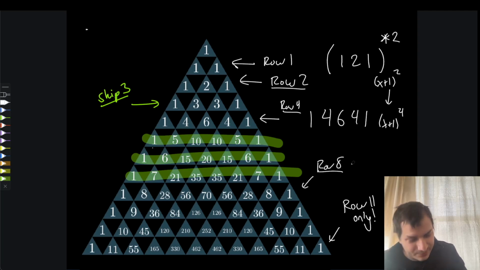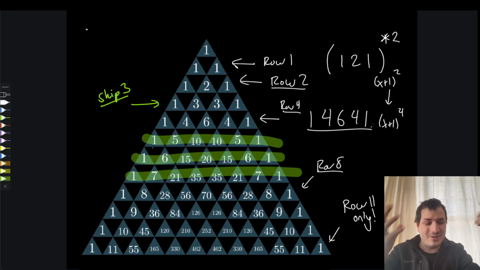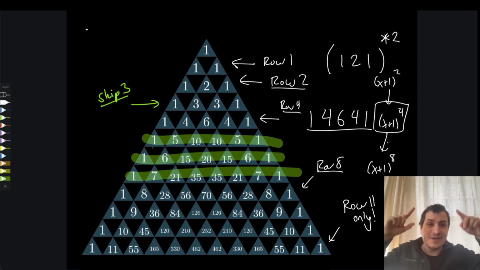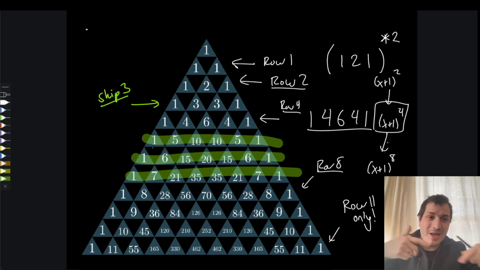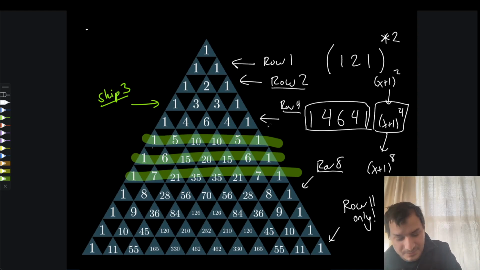Row 8. And row 8 you can get by taking 1, 4, 6, 4, 1 and convolving it with itself to get the 8th row. And this is like getting x plus 1 to the power 8 by starting with x plus 1 to the power 4 and multiplying it by itself. So multiplying this polynomial is the same as convolving the list of numbers. And so you can skip rows 5, 6, and 7 to go straight to row 8.